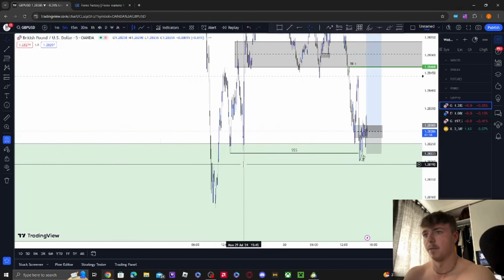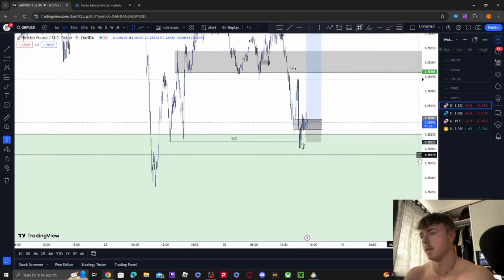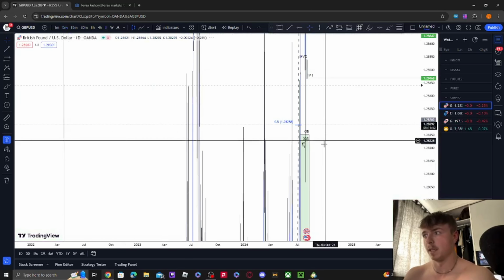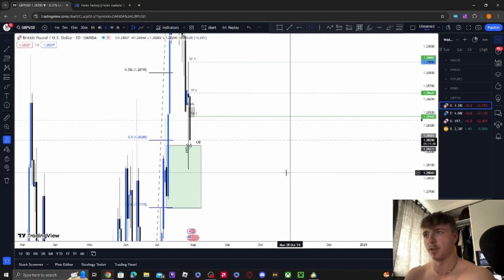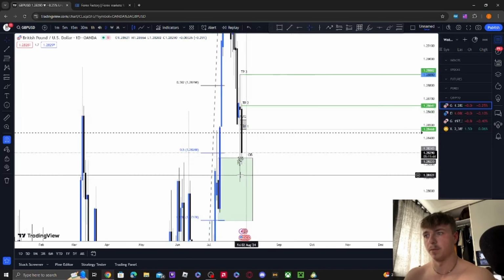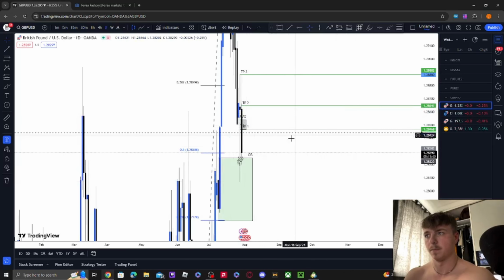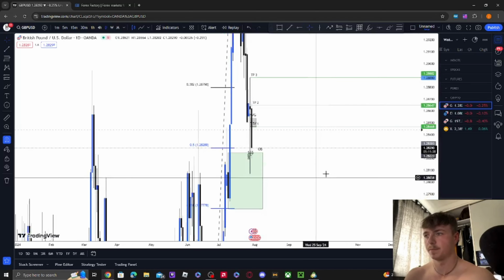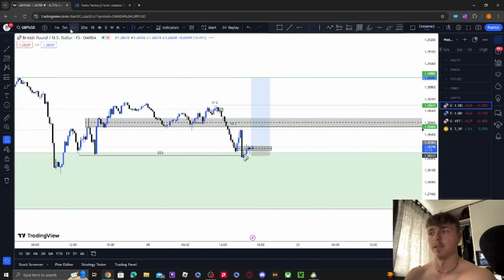So I had higher time frame sweep liquidity, lower time frame SMT, as well as being inside the daily order block. Didn't take any trade yesterday, but you can see we came on down, filled the order block, and we had a decent reaction off of it. Okay, so they're all the confluences going into this trade.